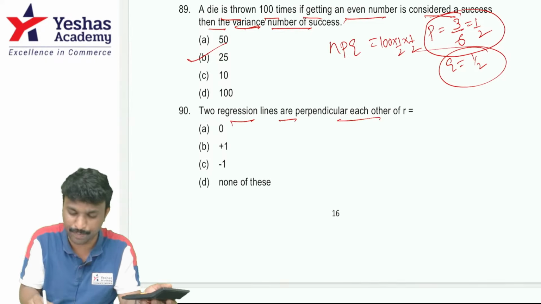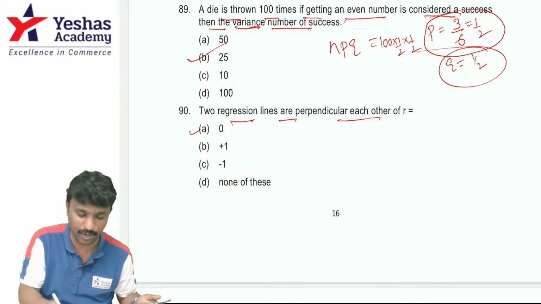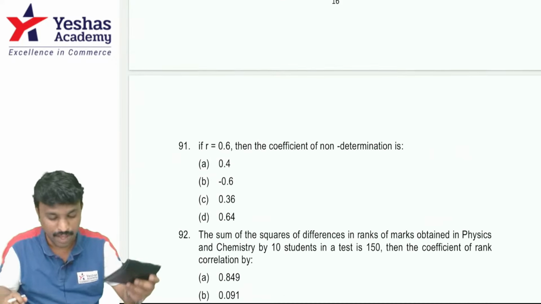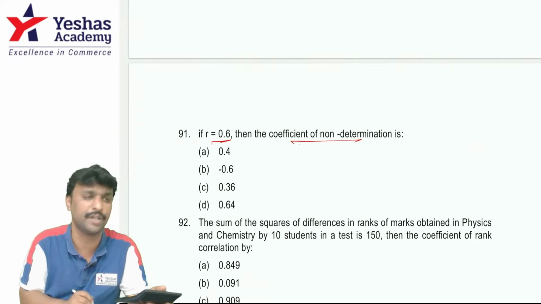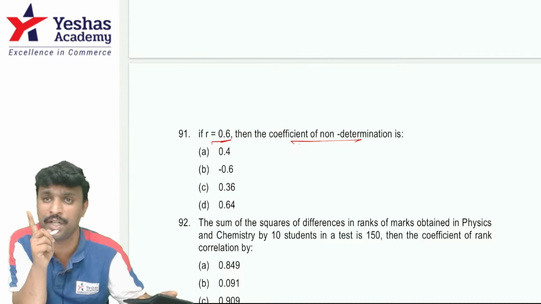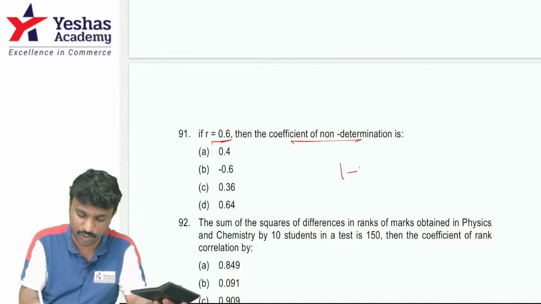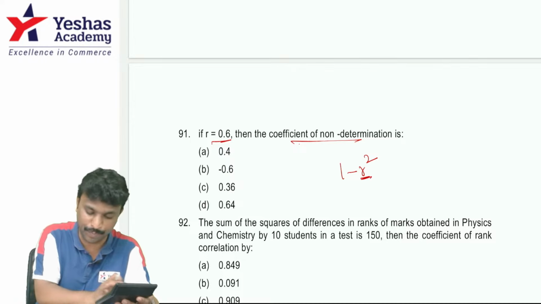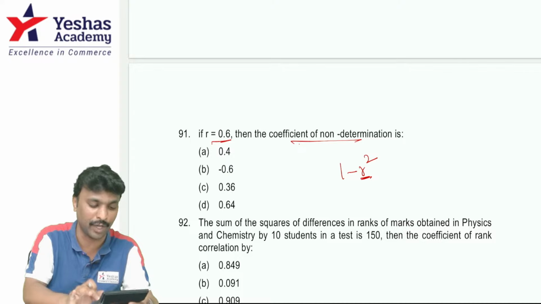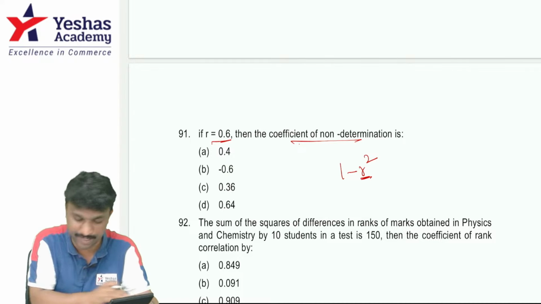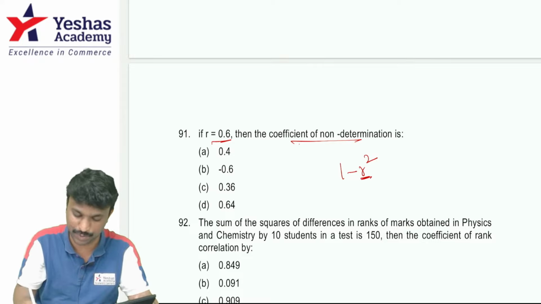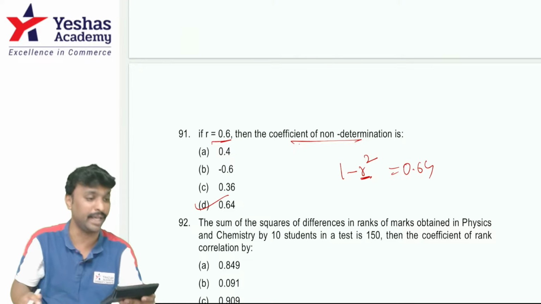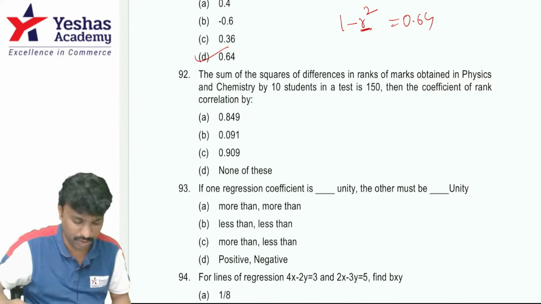Two regression lines are perpendicular to each other. So value of R is what? 0. I have discussed this yesterday also. R is equal to 0.6, the coefficient of non-determination. Guys, coefficient of determination is R square. Coefficient of non-determination is 1 minus R square. First of all, find R. 0.6, take the square, equal, make it negative, pressing plus or minus, add 1 to it. That gives you 0.64. Option D is the right answer. Moving on to the next question.